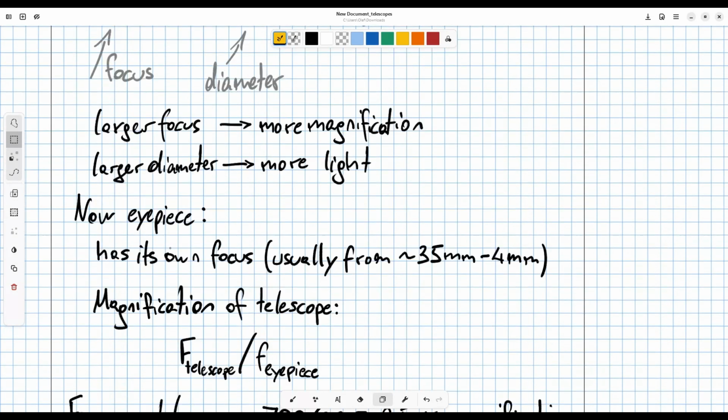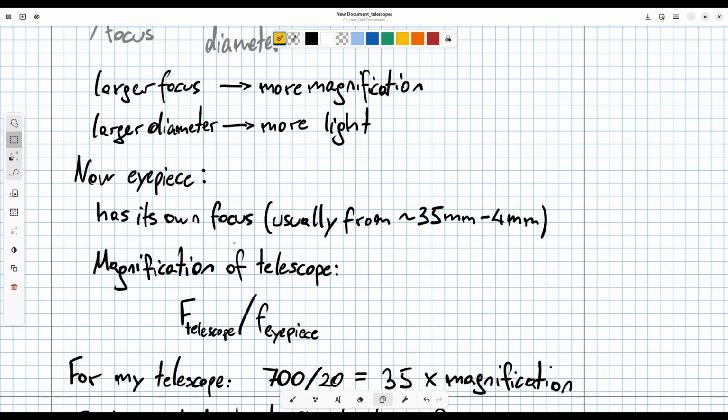And modern telescopes all have an eyepiece. It has its own focus. It usually ranges from 35 millimeters to 4 millimeters. I think my smallest one is 4 millimeters, and my largest one is 25 millimeters, if I recall correctly, although they are now available in all various sizes.